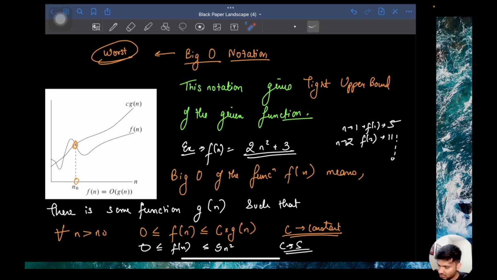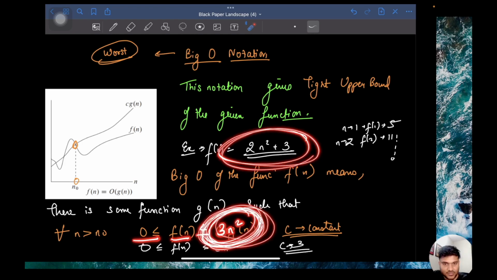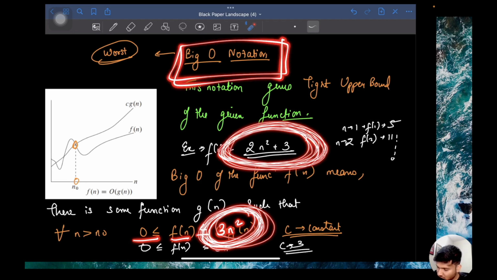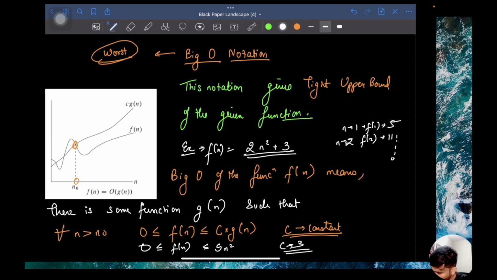So let's say I found a constant, let's say 3, such that 3n square can be a function such that f of n is less than or equal to 3n square and greater than or equal to 0. So I will say that 3n square is the upper bound, or the tight upper bound, for this function. And if I have to write that in terms of big O notation, I'll consider this function 3n square. Now it has this constant. I will avoid the constant. So for this particular function, the tight upper bound is going to be order of n square, right?